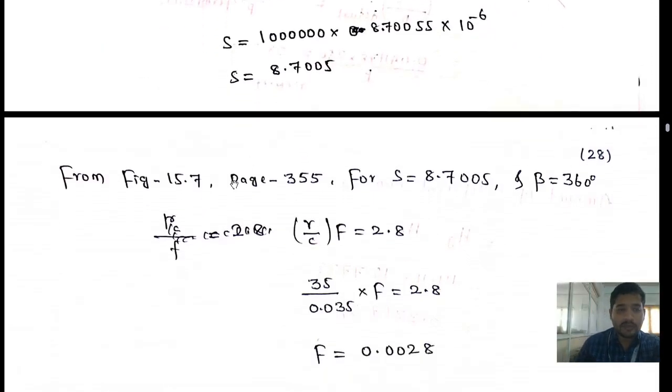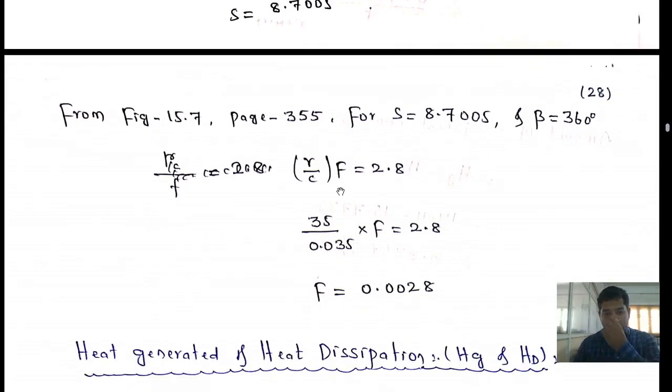After that, we have to refer to figure 15.7 on page number 355. Sommerfeld number is 8.7005 and beta is 360, so R by C times F equals 2.8. R is 35, by clearance 0.035, into Sommerfeld number, F equals 2.8. If you divide the whole value, then you will get F as 0.0028.